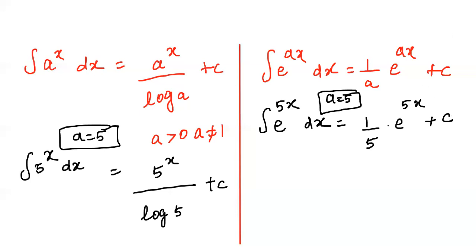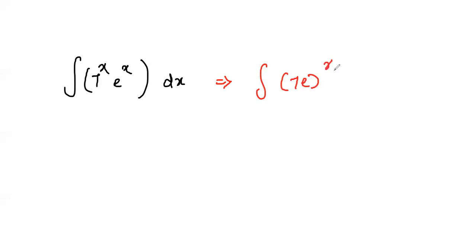So 7 power x into e power x, right? This is your question. But over here, you do have similar power, right? You do have similar power. So we can rewrite them into 7 into e, the whole power x dx.